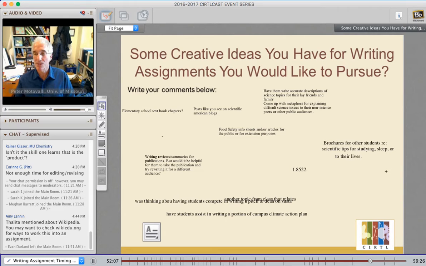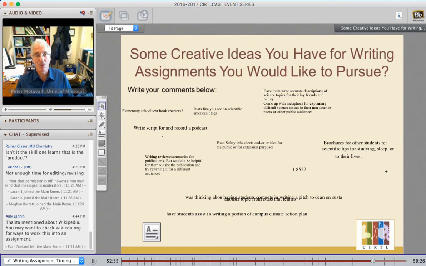Brochures, I think those are great. Also scientific tips for studying sleep. These are other things that, again, you're thinking of products, something that could be used. Think of the audience that they would be gearing those to, some of the ways that they could bring in a different communication. Write script for and record a podcast. It's a great idea. This is, again, using the new media, which modern scientists are really going to have to be able to know.